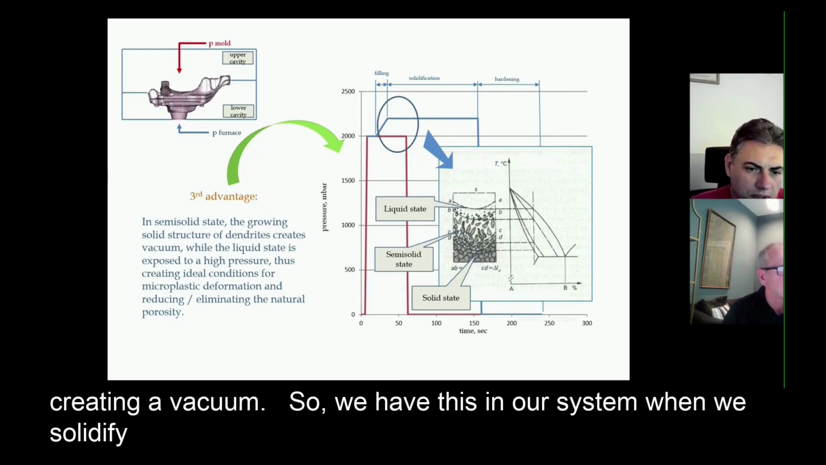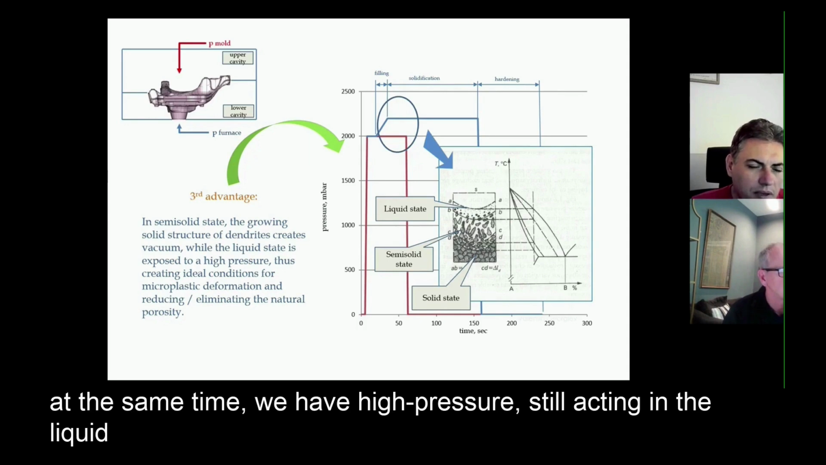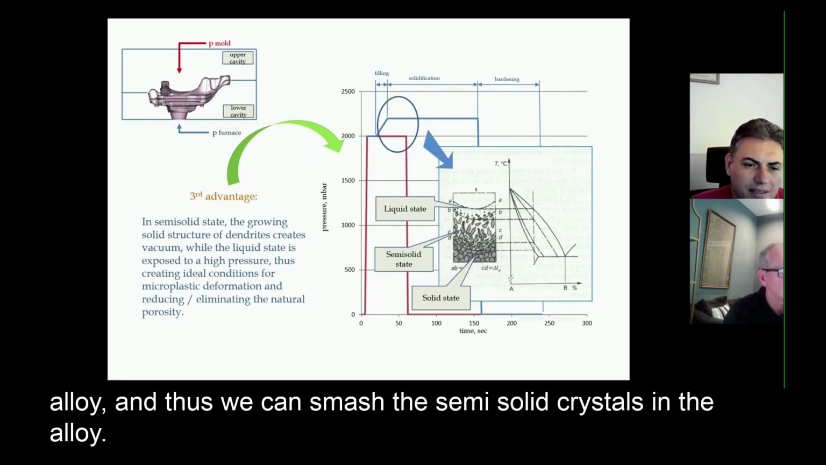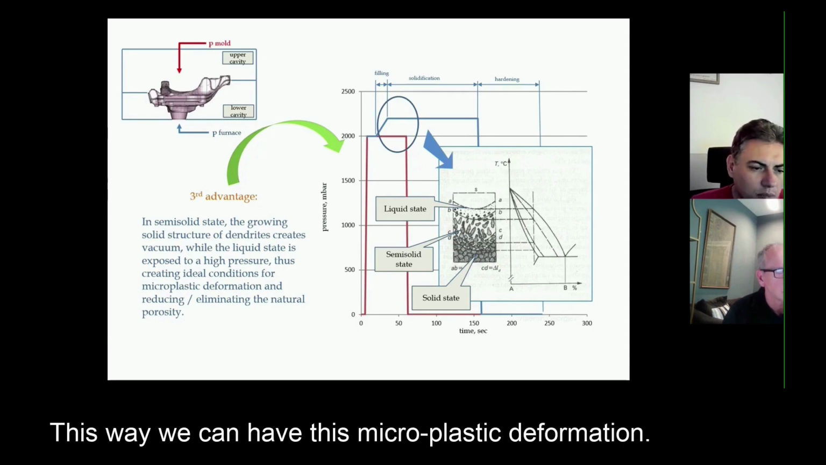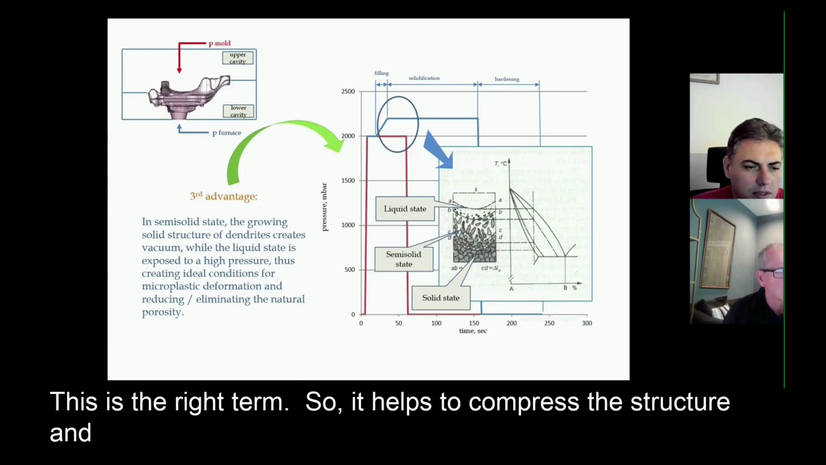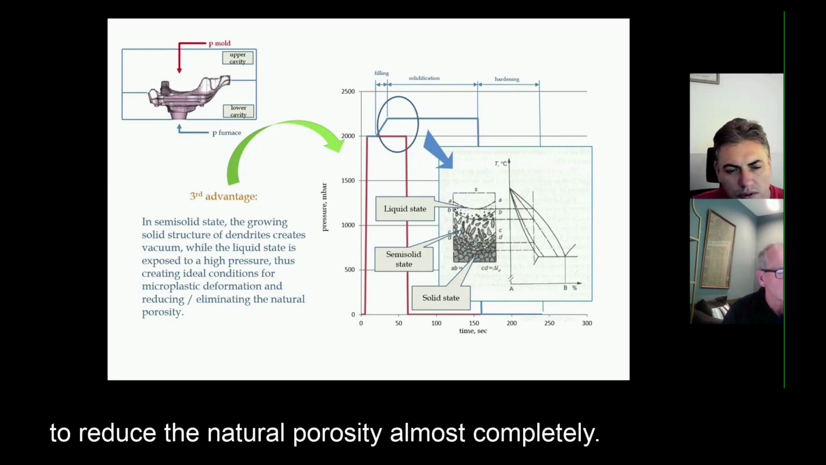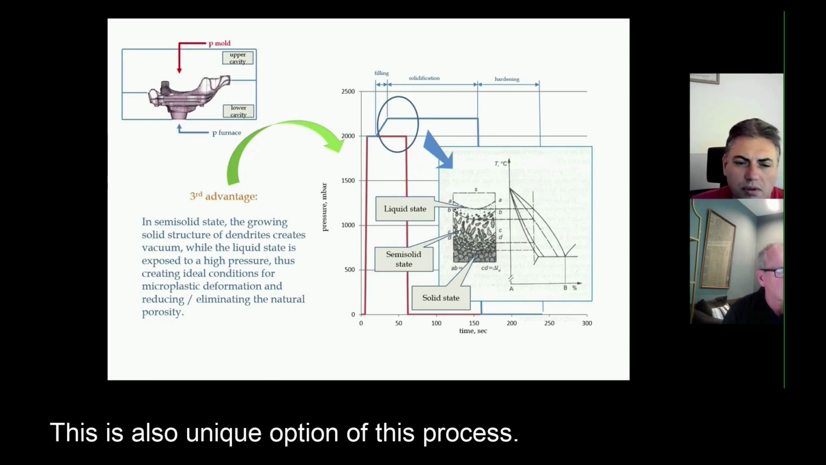So we have this in our system when we solidify the alloy, but at the same time we have high pressure still acting in the liquid alloy, and thus we can smash the semi-solid crystals in the alloy, and this way we can have this microplastic deformation. This is the right term. So it helps a lot to compress the structure and to reduce the natural porosity almost completely. This is also a unique option of this process.